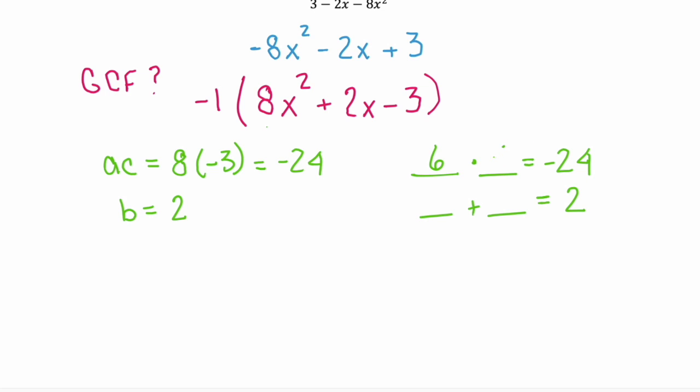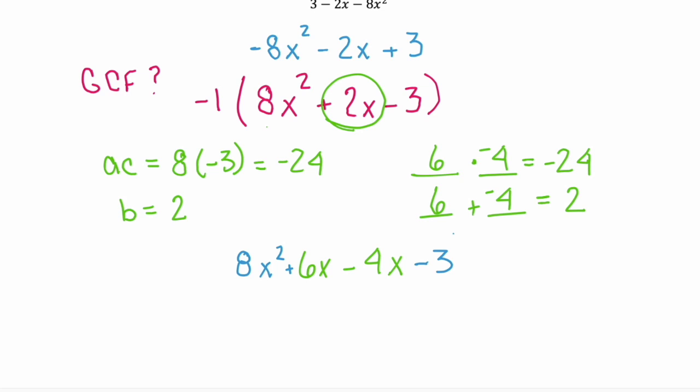How about 6 and 4? Now, which one has to be negative? How about negative 4? 6 minus 4 gives us 2, and 6 times negative 4 gives us negative 24. Remember, these two values are what we're using to rewrite that middle term. So 2x is now going to be written as 6x minus 4x. And the other terms all stay the same, 8x squared and minus 3. And don't forget that GCF.